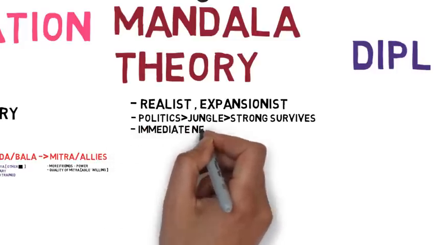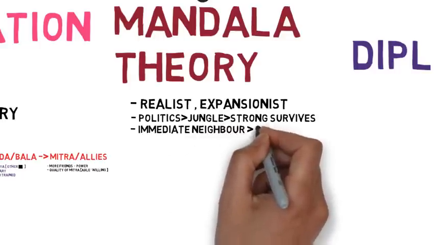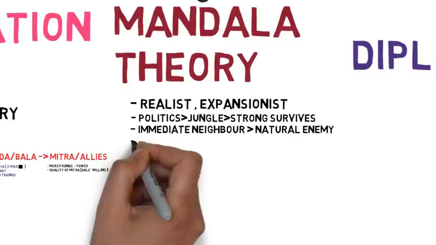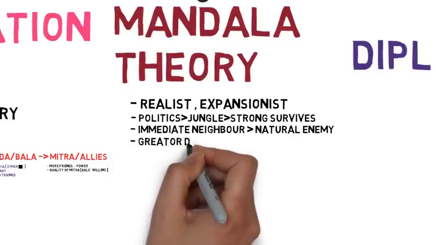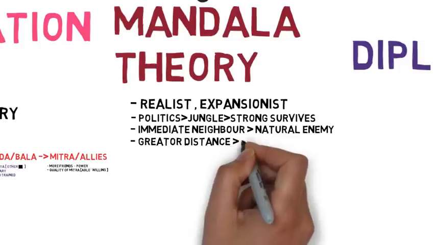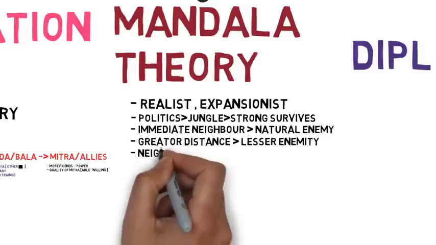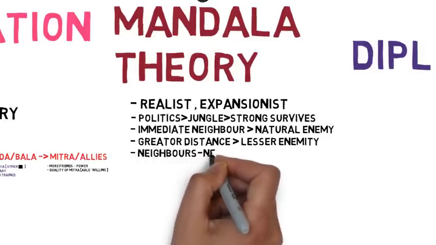Geography shapes psychology. The king who is the immediate neighbor will always treat the Vijigishu as his enemy. Here Vijigishu is the king that desires victory. So the first basic principle in Mandala Siddhant is that the greater the distance, the lesser the enmity. He also says that the neighbor is your natural enemy. Neighbor's neighbor is your natural friend because enemy's enemy is your friend.